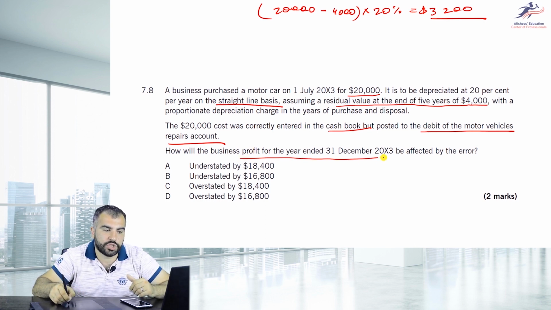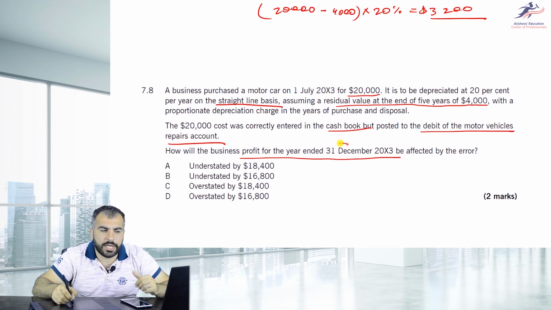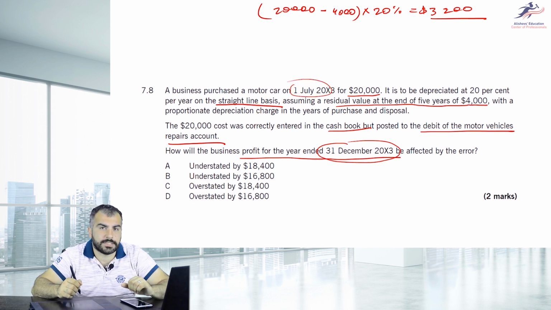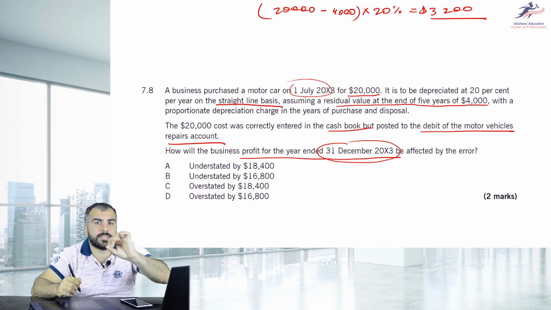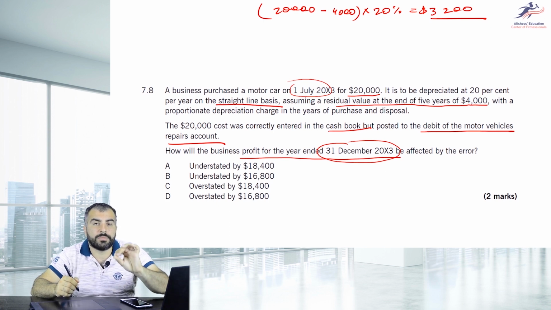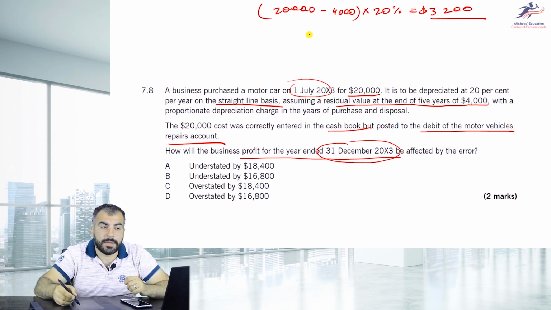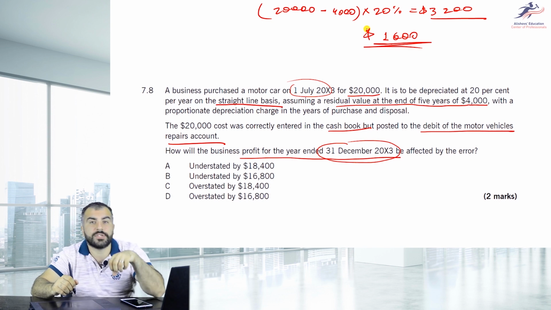This is our question for 31st December 2013. Our accounting period ended 31st December 2013, but we purchased on 1st July. It makes 6 months. It has been 6 months since we purchased that asset. So we should calculate the depreciation for 6 months, which should be charged as an expense in profit or loss. It makes $1,600. $1,600 should be charged as a depreciation expense.